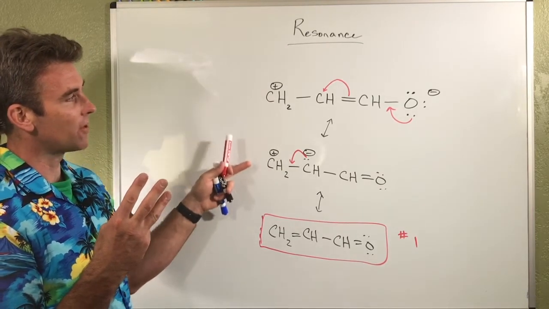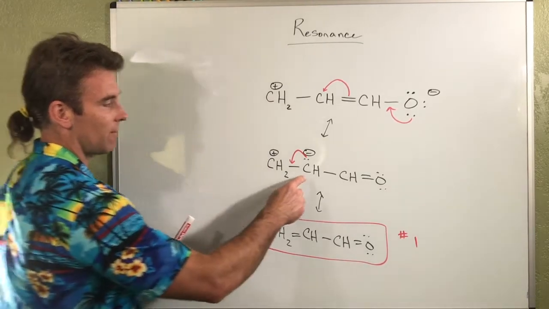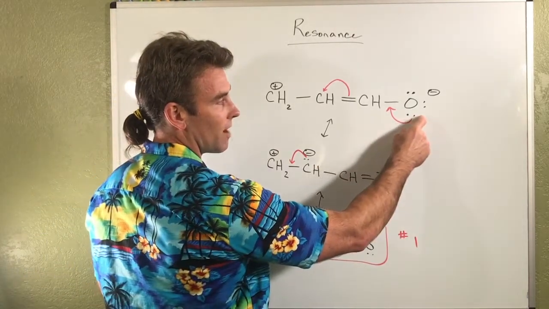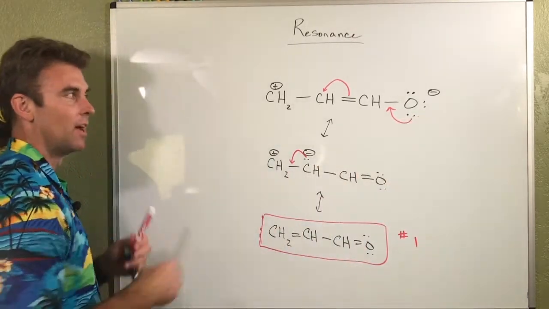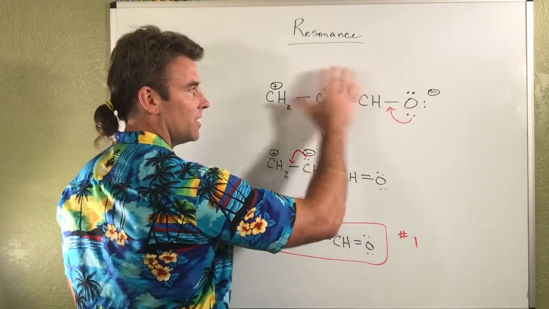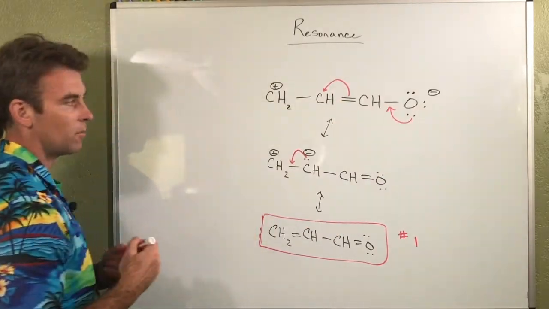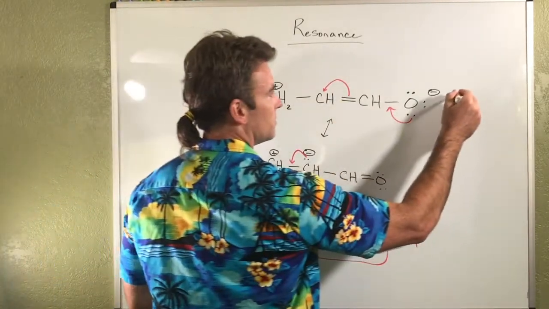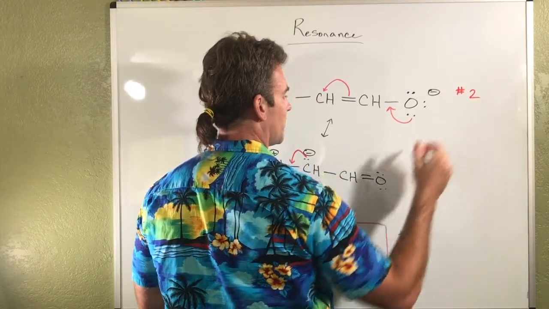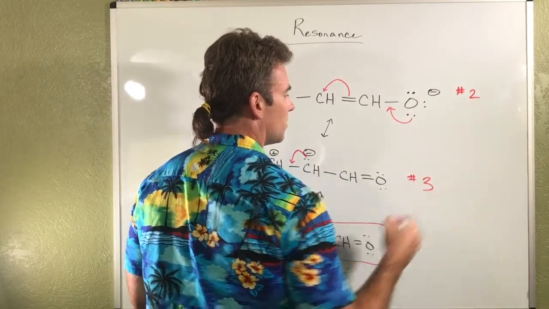Where would we rather have the negative charge? Would we rather have it here, or would we rather have it on the more electronegative oxygen? Obviously, that guy is going to be the more likely choice. So in terms of judging this resonance, we could do something like this.